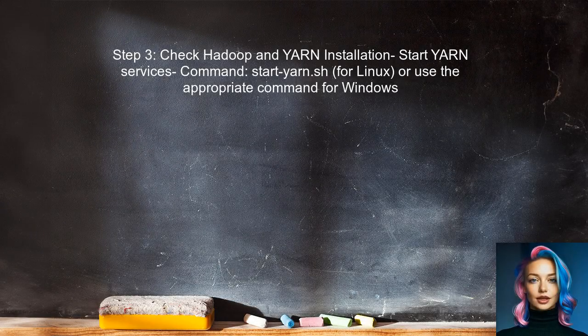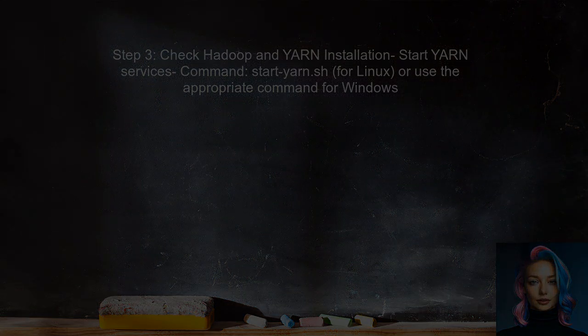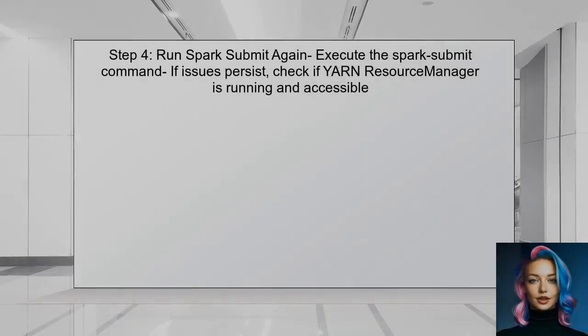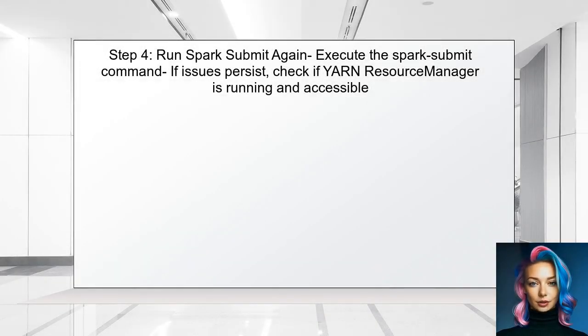After confirming the configuration files, the user should check if Hadoop and YARN are properly installed and running. This can be done by executing the command to start the YARN services. Finally, the user should run the Spark submit command again. If the connection refused exception persists, it may indicate that the YARN resource manager is not accessible. The user should ensure that the resource manager is running and reachable.